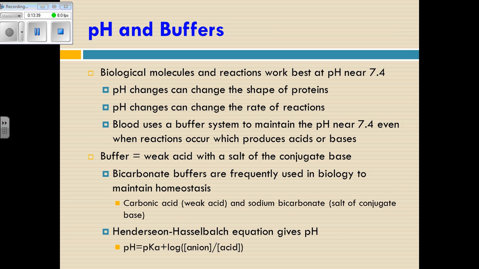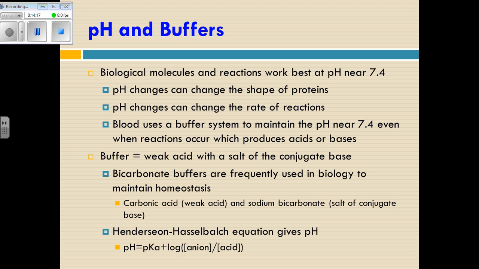pH is really important in how things function in the human body. We have biological molecules in our bodies, and the reactions tend to work best at a pH right around 7.4, which conveniently enough is our blood pH. If we get too far off of a pH of 7.4, it can change the shape of proteins, because remember, proteins have this hydrophobic, hydrophilic thing going on. If you change the pH, you're going to change the charges. You're going to make things neutral that used to have a charge, or you're going to get things with charge that used to be neutral.